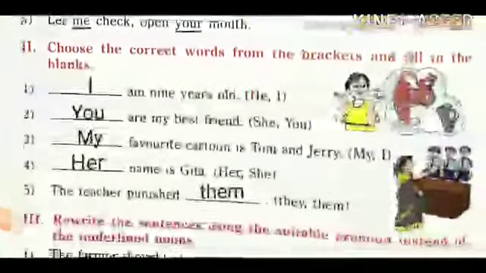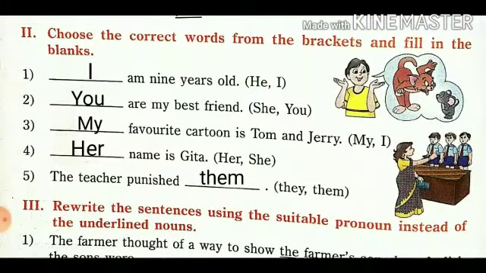Next exercise, we want to put a suitable pronoun in the blank. Choose the correct word from the brackets and fill in the blanks. Dash dash am 9 years old. We do not use he with am, we always use I am, so I is suitable here. Second, dash dash are my best friend, she or you. You is the pronoun, so the suitable form is you are my best friend.